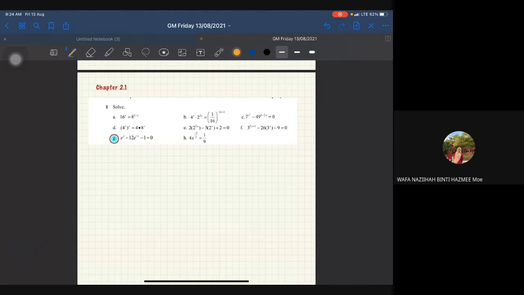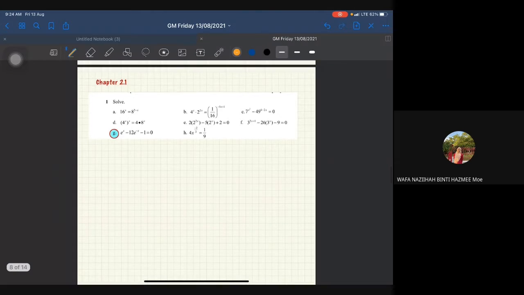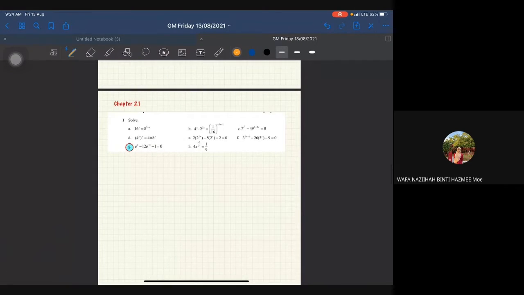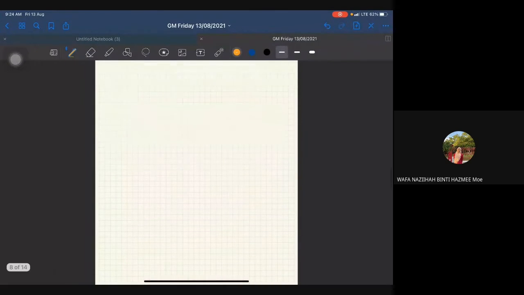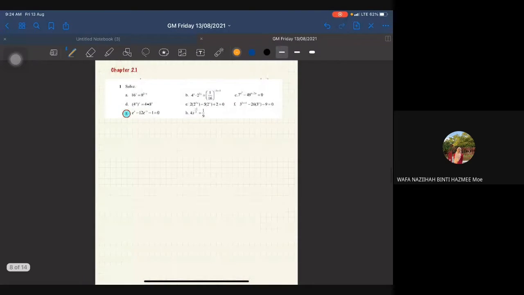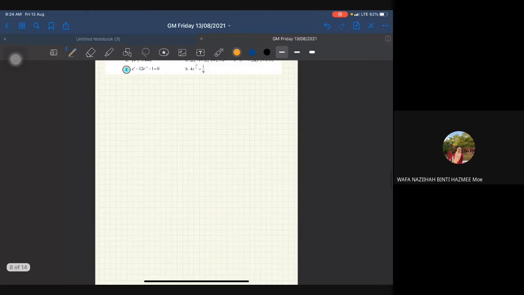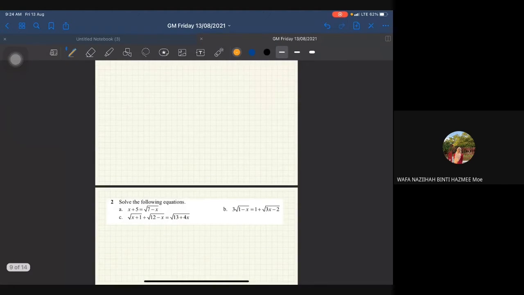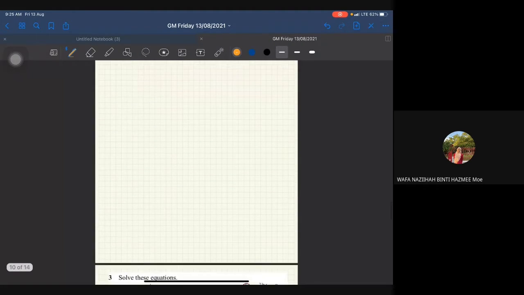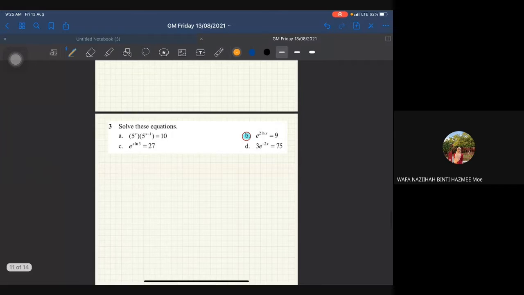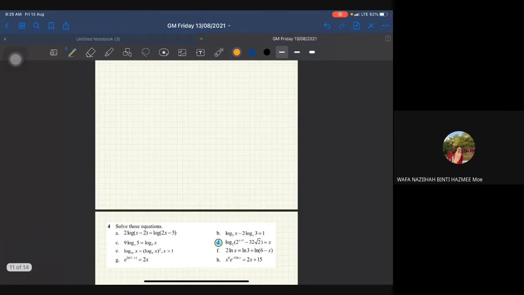Okay, so chapter 2.1 dia ada 4 soalan, 1, 2, 3, 4. So sekejap saya tengok mana soalan yang paling ramai. So at least indices 1. Indices 1 set. Kita try untuk tak buat set. Okay, tak apa, kita tengok dulu. And then log 1. Indices 1, set 1, log 1. Okay, jom.